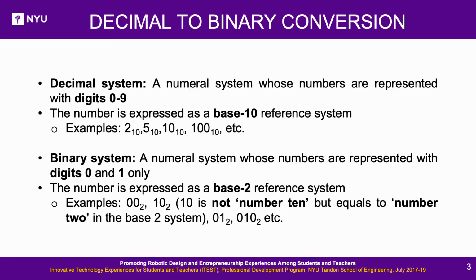Binary system. A numeral system whose numbers are represented with digits 0 and 1 only. The number is expressed as a base 2 reference system. Examples: 00 base 2, 10 base 2, where 10 is not number 10, but equals number 2 in the base 2 system, 01 base 2, 010 base 2.